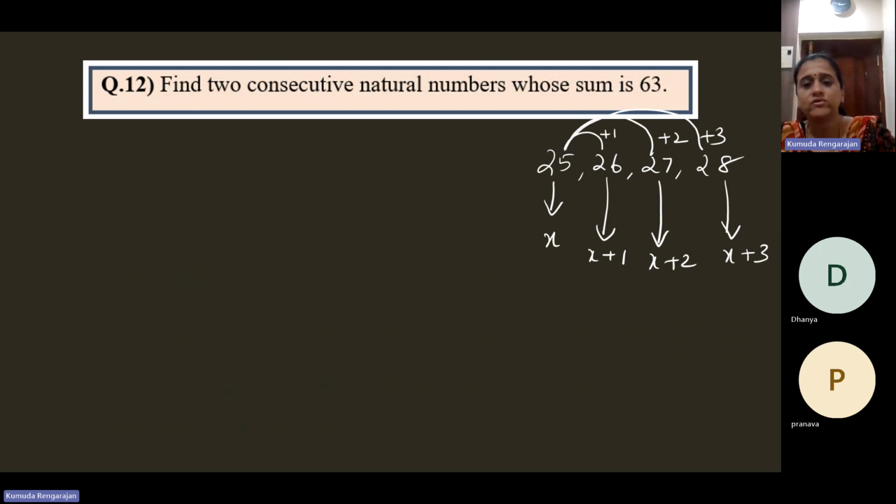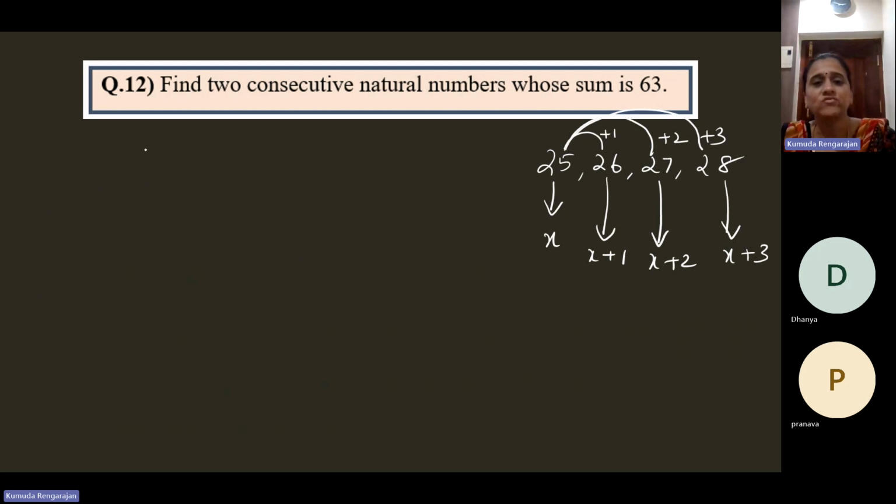So from your 25, how do you get 26? 25 plus 1. So x plus 1. From 25, how do you get 27? 25 plus 2. x plus 2. And from 25, how do you get 28? 25 plus 3. x plus 3. So this is how we assume consecutive natural numbers.